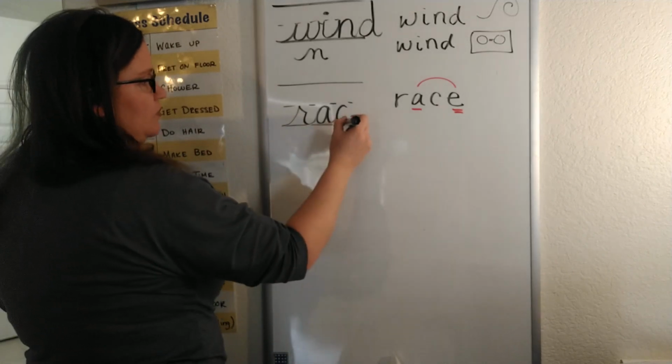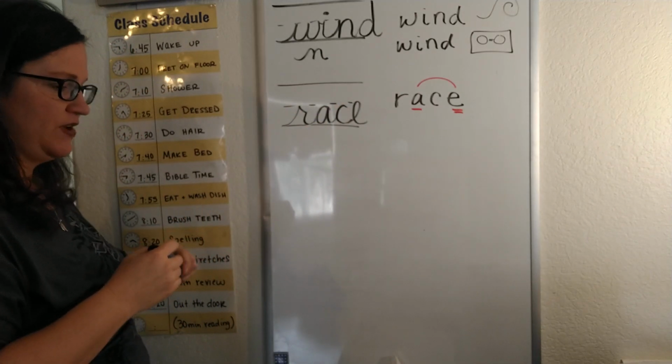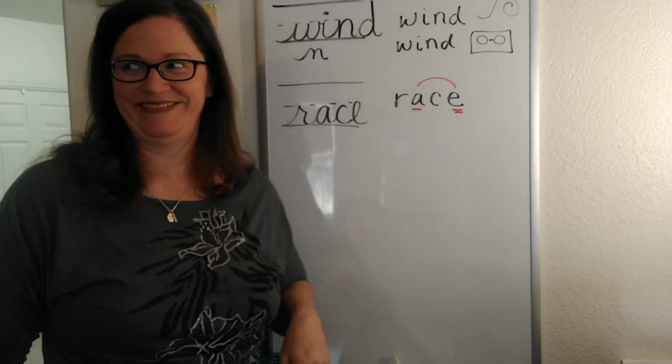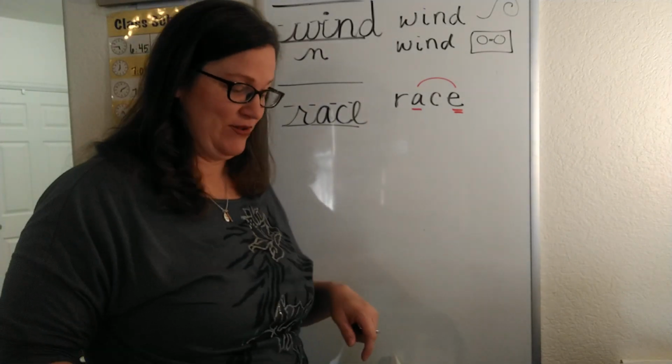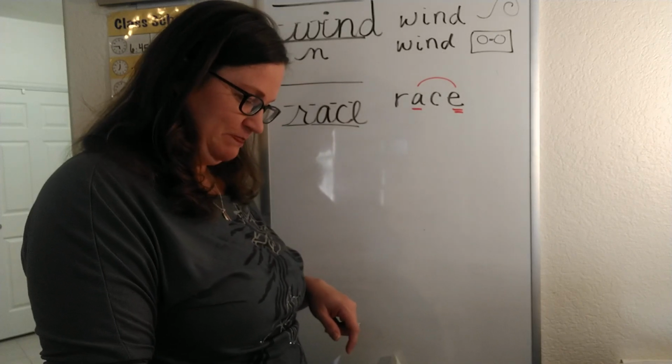And E is a loop letter. Loop at midline, back to baseline, and you've got yourself a race. Want a race? I'm pretty fast. The next one is perch.